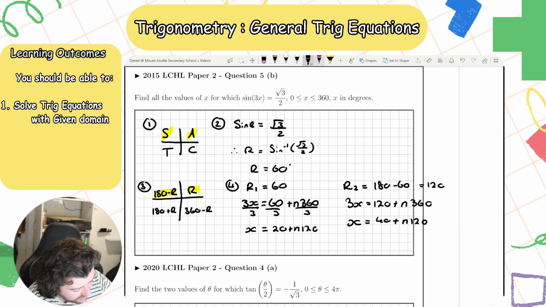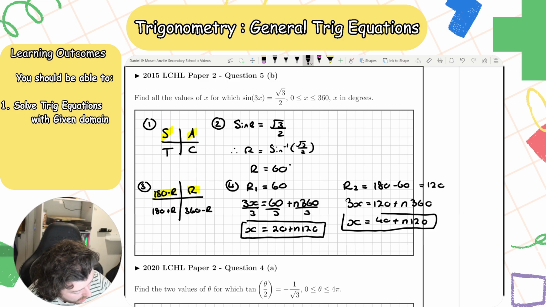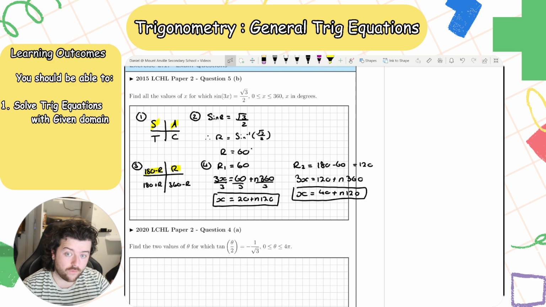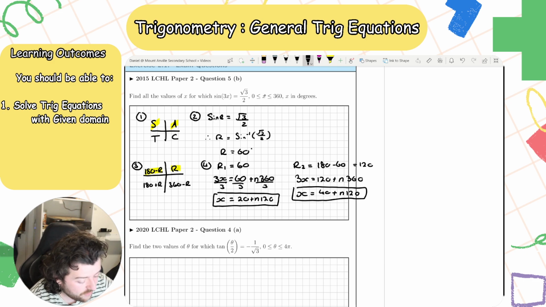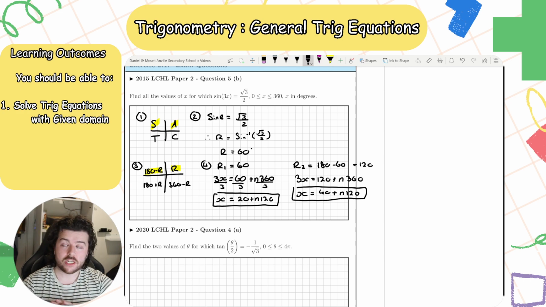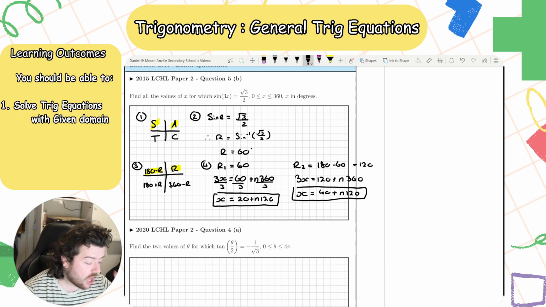So I now have my two general solutions, and what I do now is I want to find all the solutions for x between 0 and 360. Usually a rule of thumb is, if I have 3x here, I usually do the first 3 rotations. So n is 0, n is 1, n is 2. That's the general rule of thumb. It's a rule of thumb, not a concrete thing, because they could widen the domain really big. You'll see what I mean in a second.